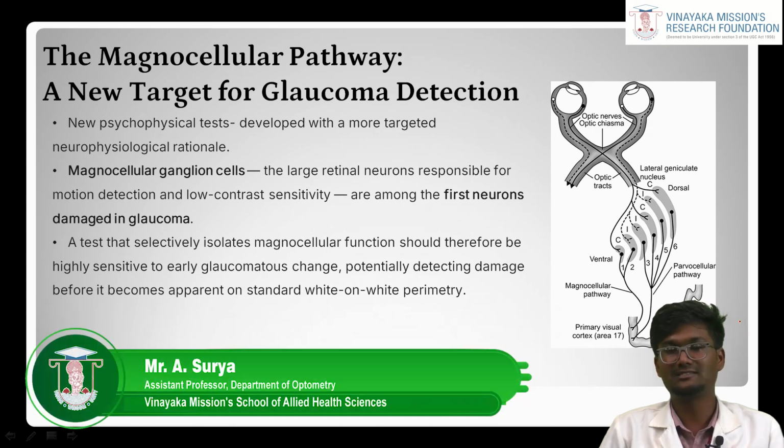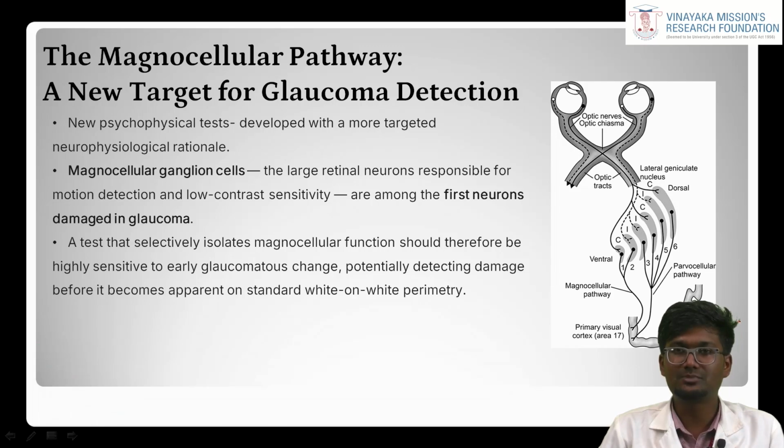Each cell pathway has a specific function. The magnocellular pathway is responsible for motion detection and for low contrast detection. In glaucoma, the first defect appears with low contrast problems. Hence, the first cell pathway affected by glaucoma is the magnocellular pathway. If we find a defect in that pathway, we may detect the early stages of glaucoma. This is the first neuron damaged in glaucomatous conditions.